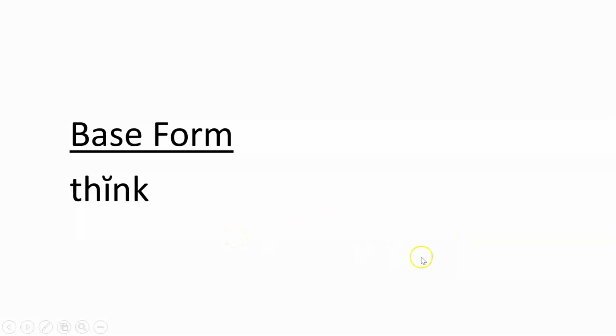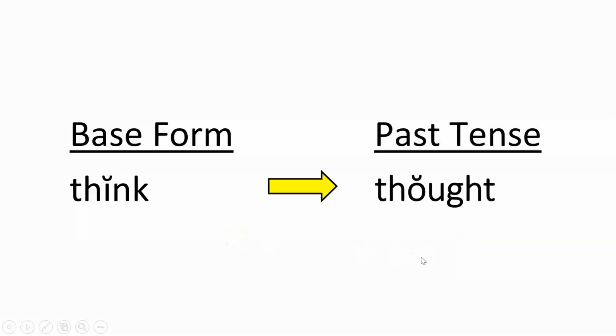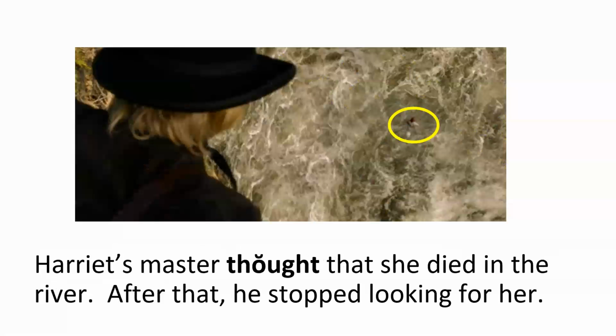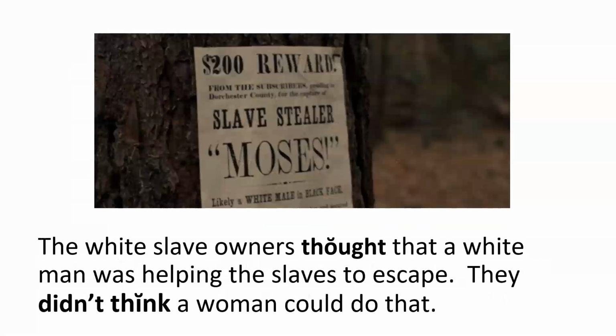The next word here, think and thought. These go in a group of past tense verbs that has the GH. That is a silent GH. Think, thought. Harriet thought that it was better to die than be a slave. Harriet thought that it was better to die. Harriet's master thought that she died in the river, and after that he stopped looking for her.